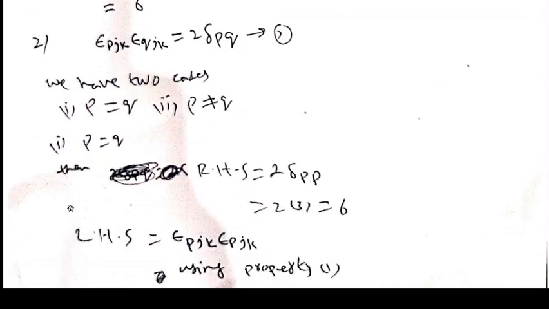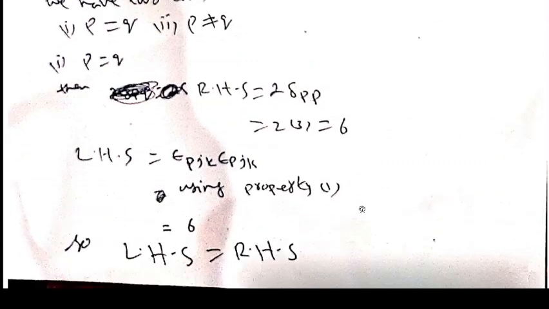So we have two cases here. The first case is when p and q are the same, and the second is when p is not equal to q. For the first case, when p is equal to q, the right hand side is 2 delta pp, so it would be 6. For the left hand side we can write epsilon pjk epsilon pjk. Using the first property, as all the indices are the same, it would be 6.